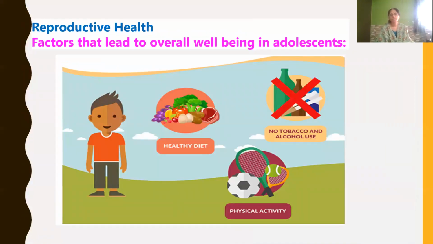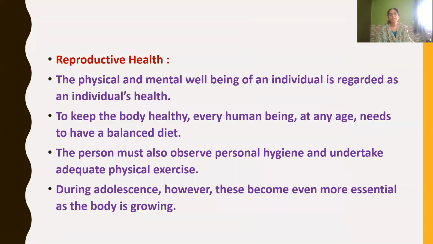Children, now let's proceed to reproductive health. What are the factors that lead to overall well-being in adolescence? It includes healthy diet, physical activity, personal hygiene, as well as no tobacco and alcohol use. These are all the factors that lead to good reproductive health of a human being. We will discuss them one by one. First, let us see about healthy diet.